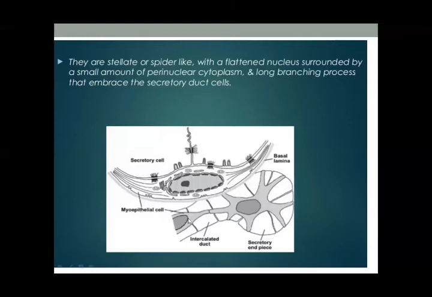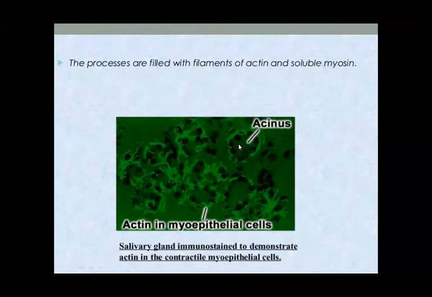Myoepithelial cells, integrated between the secretory duct and the basal lamina. The processes are filled with the filaments of actin and myosin. Salivary gland immunostain to demonstrate actin in the contractile myoepithelial cells. This is the actin in myoepithelial cells. This is the actin.